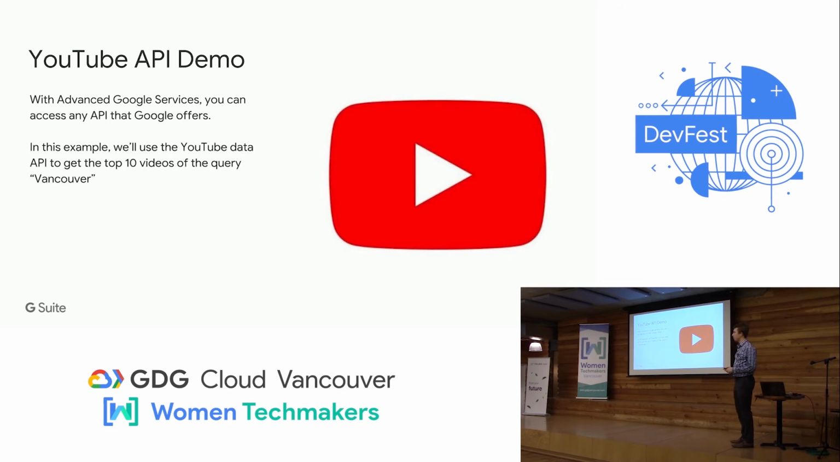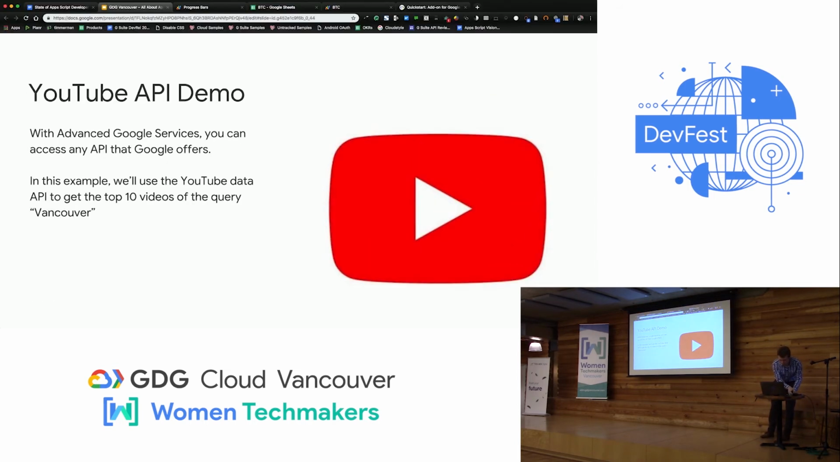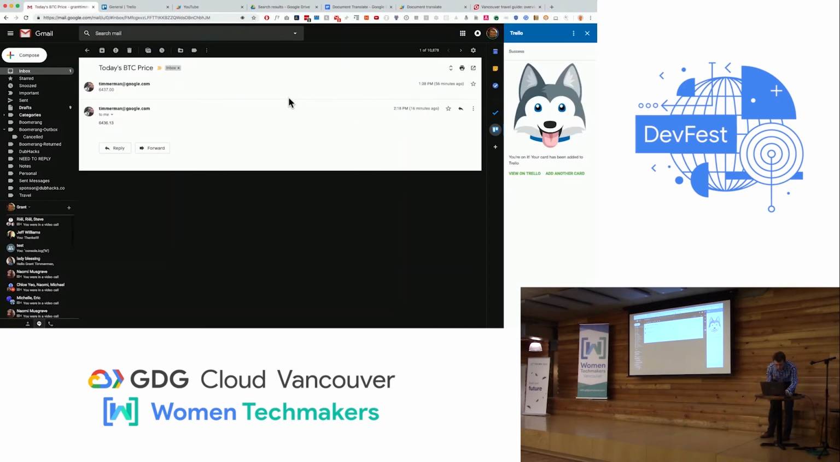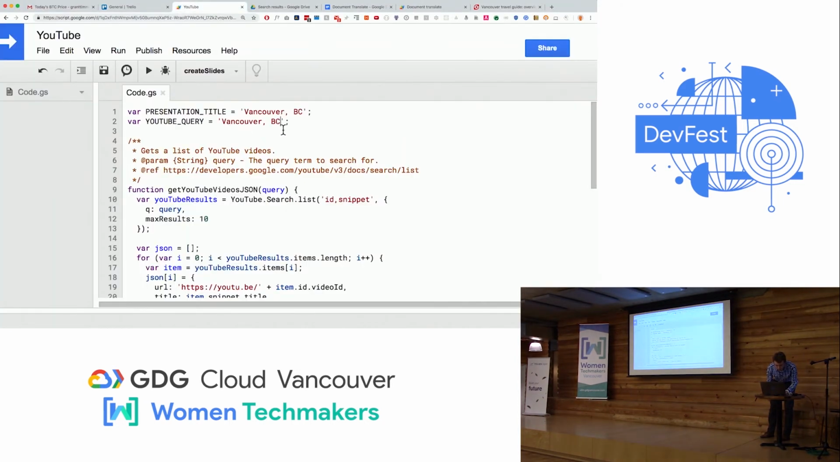Next, I want to show a YouTube API demo. So the YouTube API is really powerful. It allows you to query YouTube videos and do analytics. So I want to show an example of getting the top 10 videos of the query Vancouver. Cool. I have a little script here.